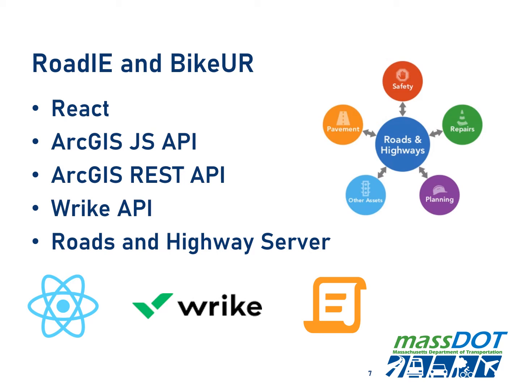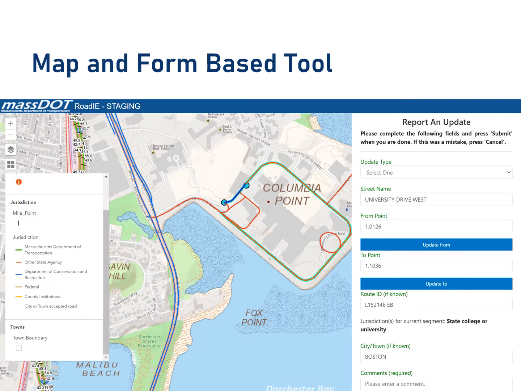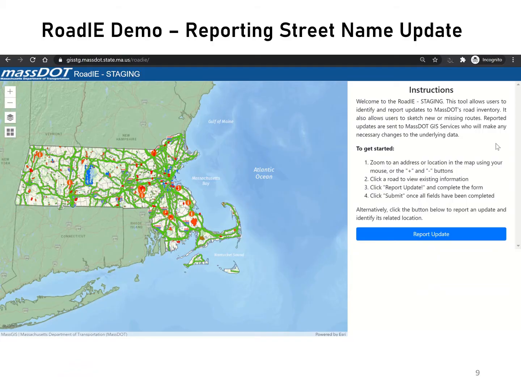The look and feel were designed to reflect the core of MassDOT's other web GIS tools, those used for data visualization and reporting of the same types of datasets. Now I will give you a quick demo of the RoadIE tool, followed by an overview of some of the technical details that went into their development. Keep in mind that RoadIE and BikeUR look and feel the same, with the only differences being in the key attributes used in the form.